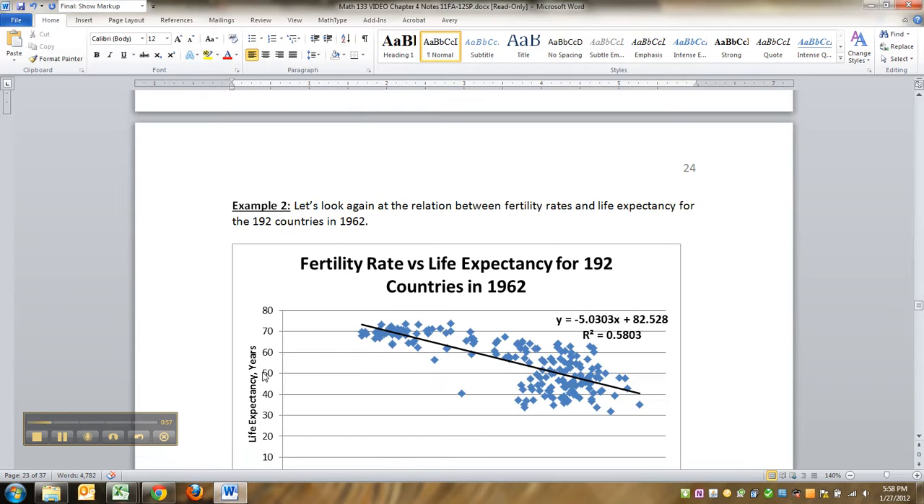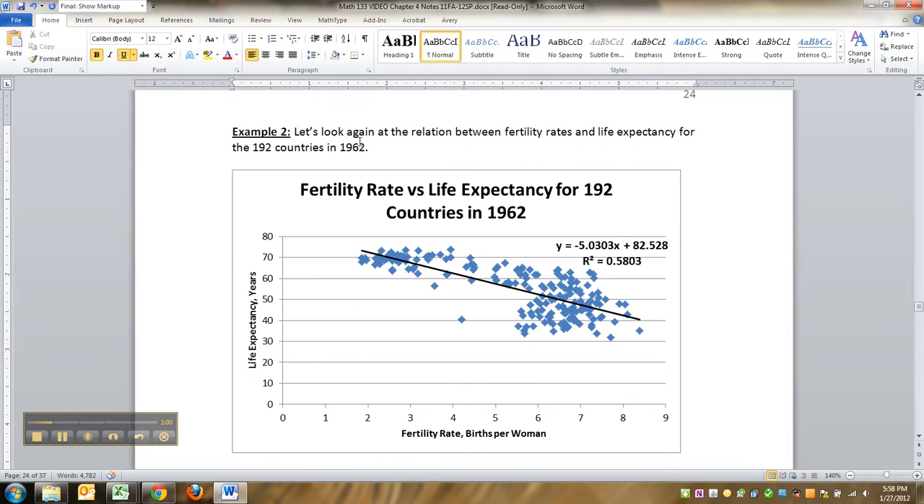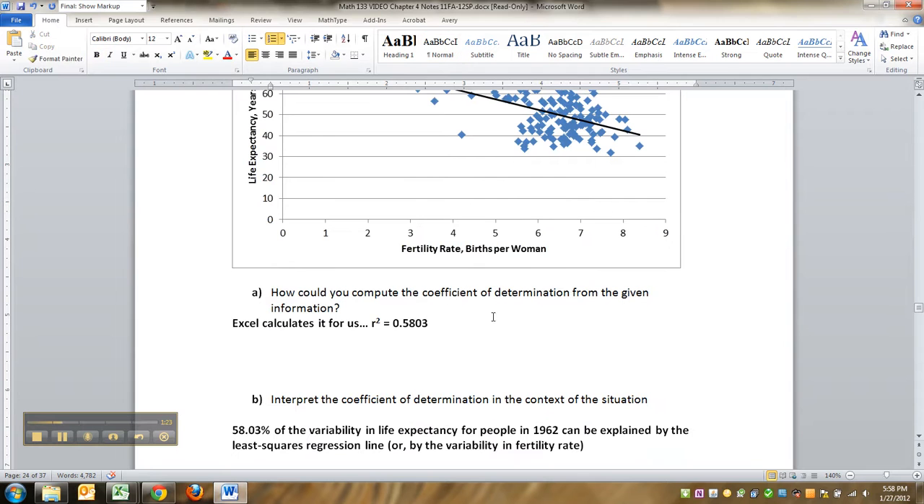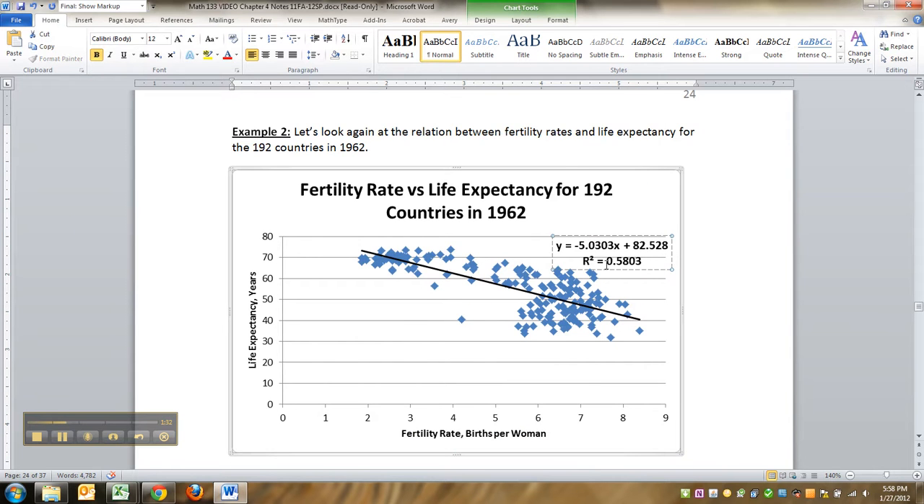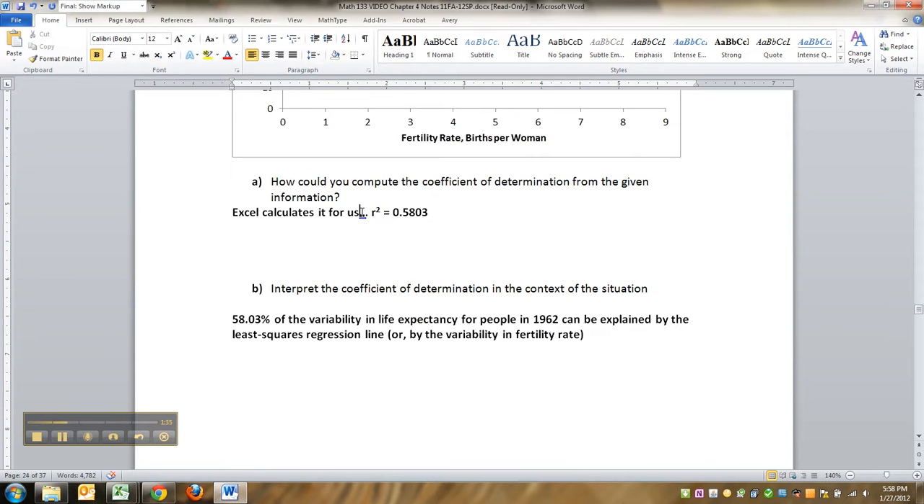Okay. All right, so let's look again at the relationship between fertility rates and life expectancy. So here they are. When I make a scatter plot with Excel, I have the option of turning on the equation. We used that in the previous section to find the equation. And then I had the option of turning on R squared. So it's right there. They're giving you R squared. Down here it's saying, how could you compute it? Well, Excel just finds it for you, right? 0.5803, right there. So it's just given to you in the scatter plot.